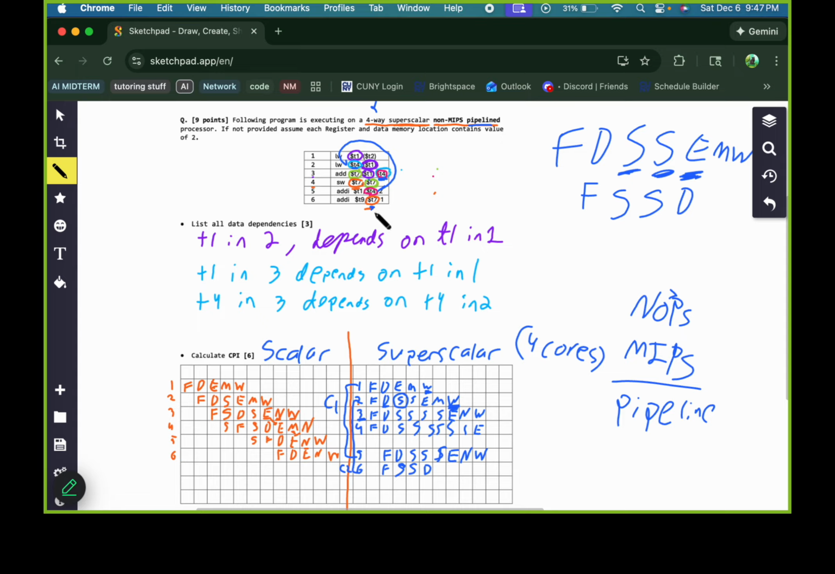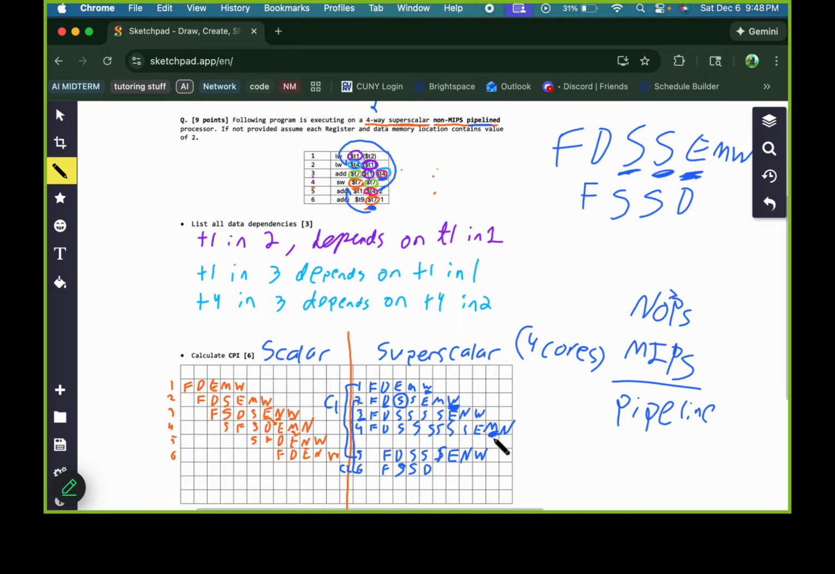dependencies. T7, right. When was the last time it was changed? Instruction 4. Instruction 4 does not finish writing back. Oops, I actually never finished that. That's supposed to be an M, right? It doesn't finish until over here. And there should be an N because that's no ops. That means I have to wait.